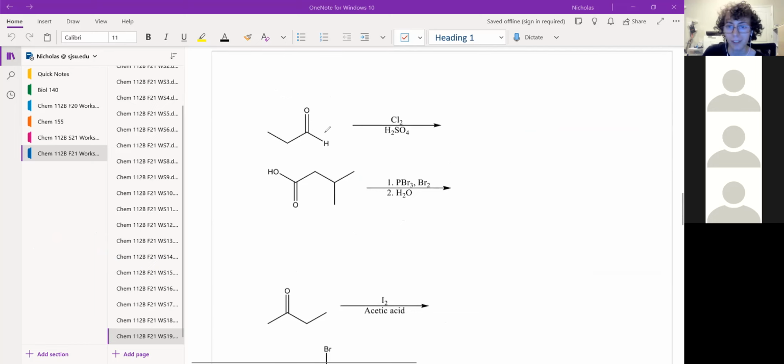Here we have an aldehyde, and we're adding chlorine and H2SO4. So chlorine is just like Br2. It's just another electrophile. What is this going to act as? Nucleophile? Not a nucleophile. Yeah, catalyst. It's going to help drive the enol formation because it's an acid catalyst.